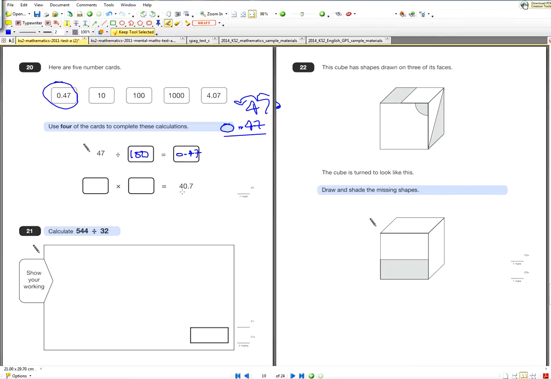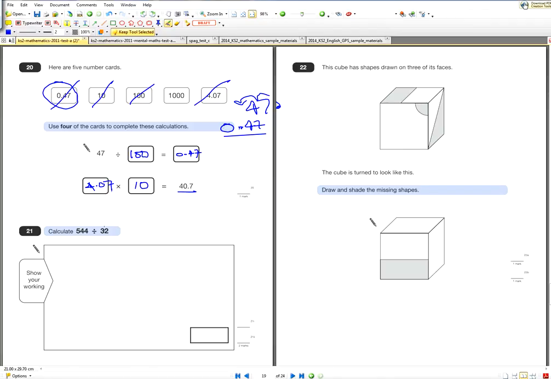Now, look at this number here. It's got 40.7, and that's also got the numbers 407 in it. So that's going to be part of our question. That's right, part of the question. 4.07. Now, how do you make 4.07 into 40.7? What do you times by? 10. So we use this card and this card. We use that card and we also use that card. So we didn't use all of them, but we used those four.